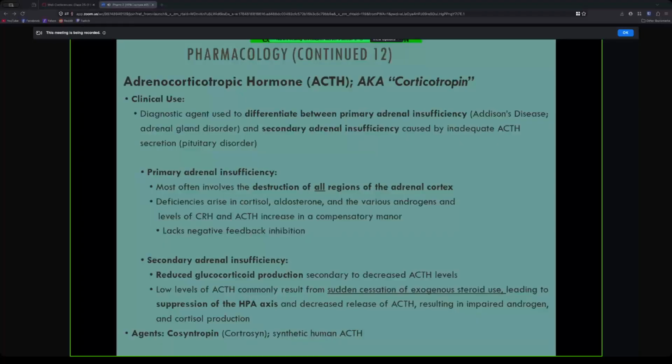Most common cause is that reduced glucocorticoid production, secondary to decreased ACTH levels from sudden cessation of exogenous steroid use, which we got to this point yesterday, and now we're going to dig a little deeper into the agent, cosyntropin or cortrosyn, synthetic human ACTH. And we're going to talk about how we utilize that, much like the thyroid hormone that we talked about yesterday, for identifying when folks undergo an ablation or surgery if they still have thyroid function. It's going to be tested in the same way, but now with cosyntropin or cortisone.